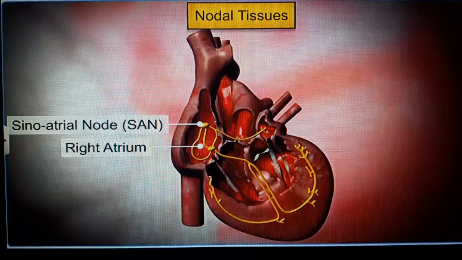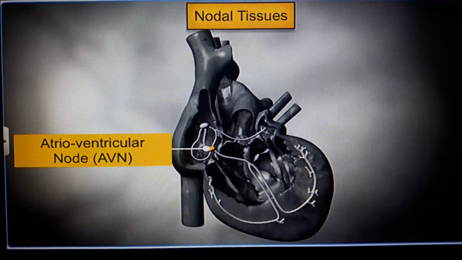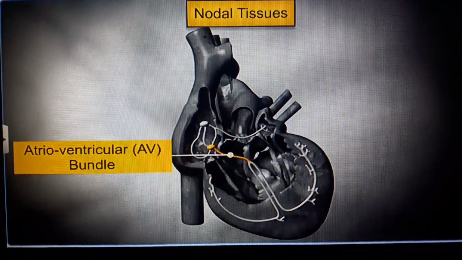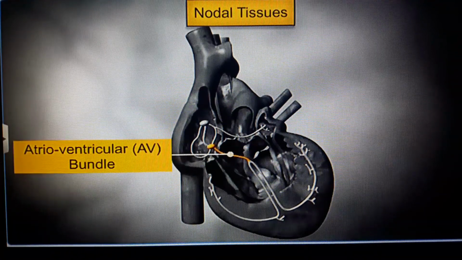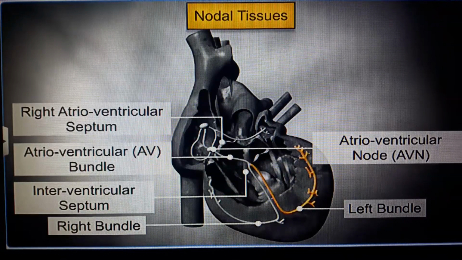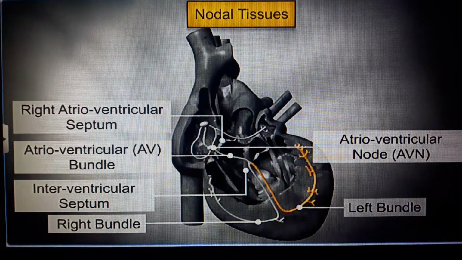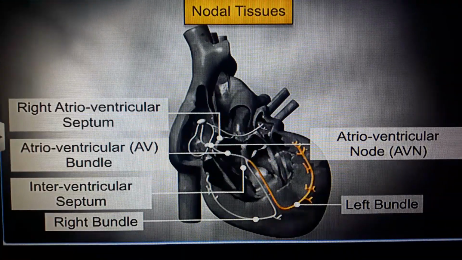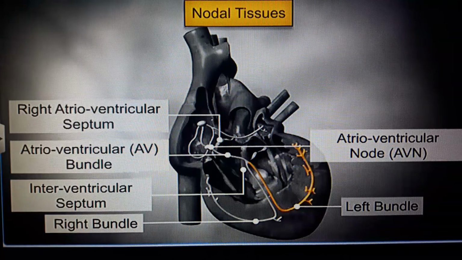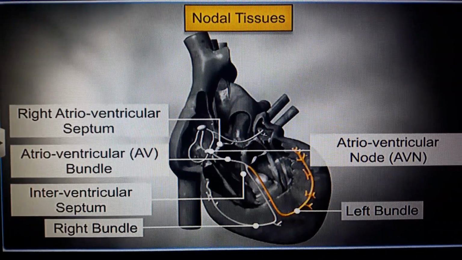Sinoatrial node. Second one is atrioventricular node or AVN. And third type of nodal tissue, atrioventricular bundle or AV bundle and bundles of His. After that, Purkinje fibers. The AV bundle is further divided to form right bundle and left bundle. These are called bundles of His.